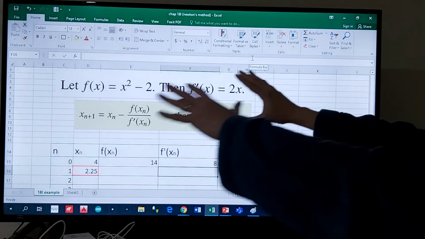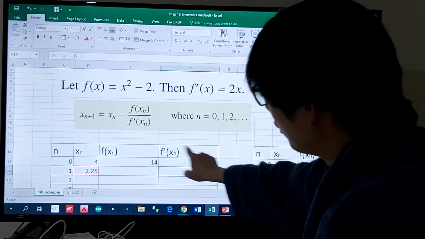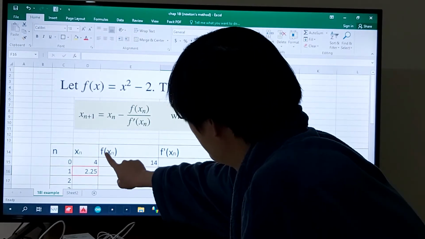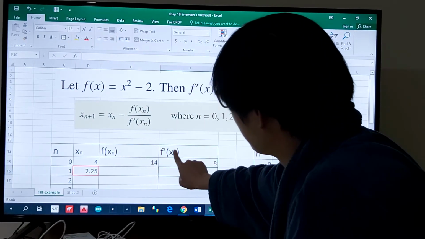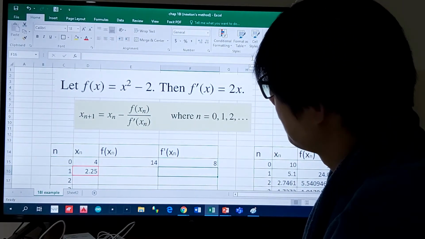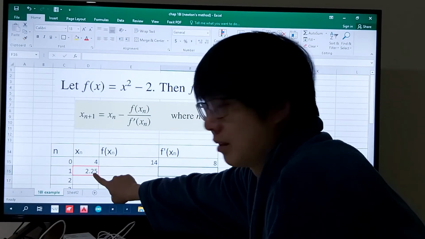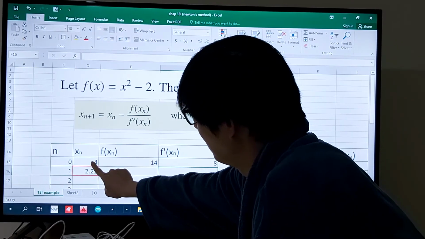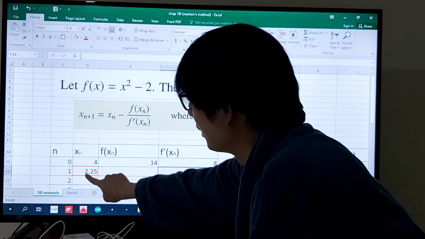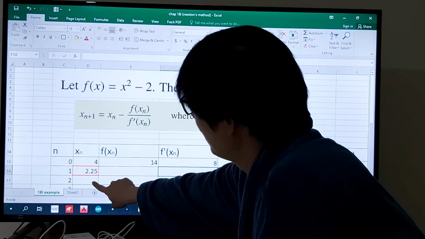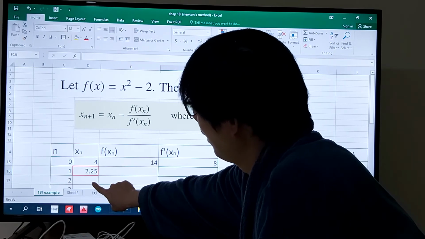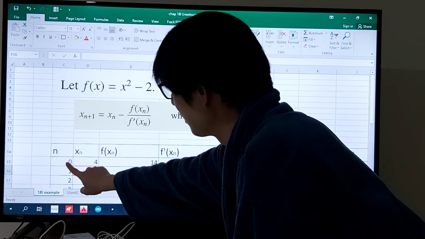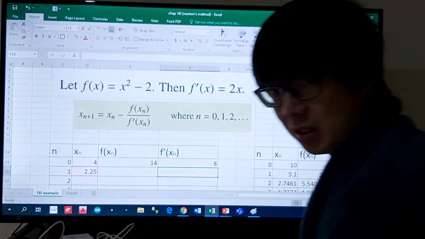So you have to come up with a table, with n, xn, and then f(xn), f prime (xn). Then what do you think this is? This is xn. This will be xn plus 1. Then this will be xn plus 2, xn plus 3, and so on and so forth. So n starts with 0, 1, 2, 3, 4, 5, 6, 7, 8.